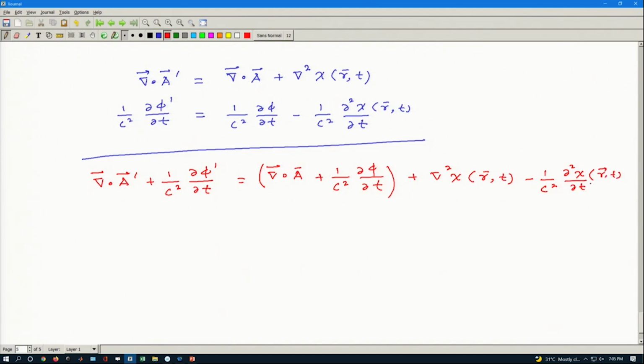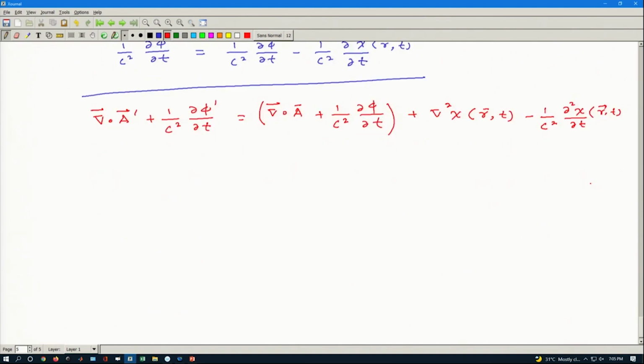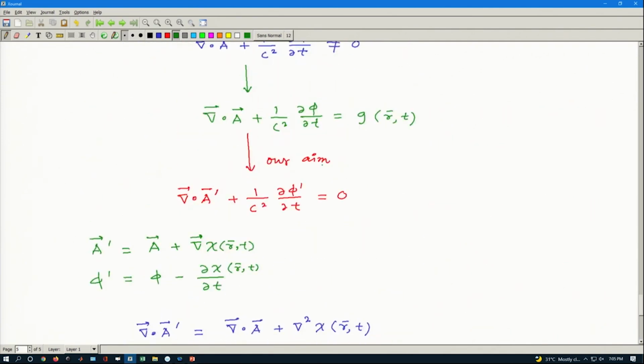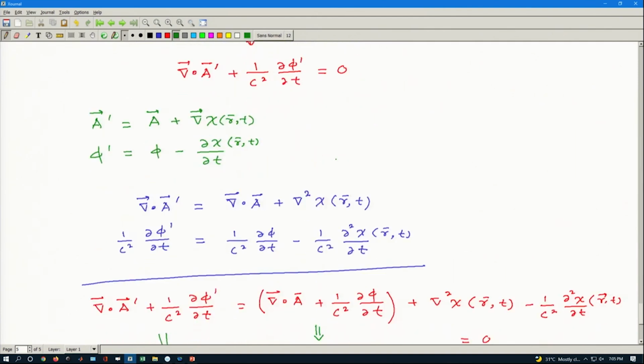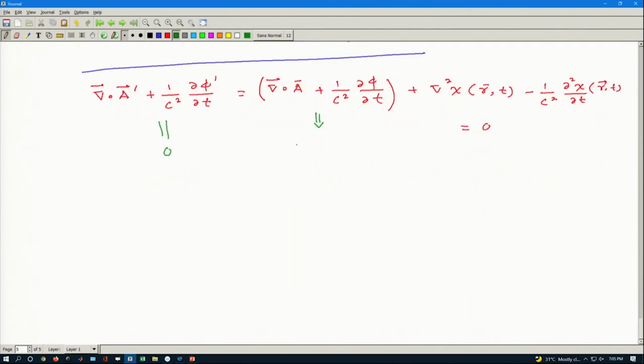Now, we make this quantity equal to 0. So this has to be 0, because we want this to be 0. And what value do we have here? This is the given value, which is not equal to 0, and suppose I mention here that this is equal to something called g. So, I now have this value as g.